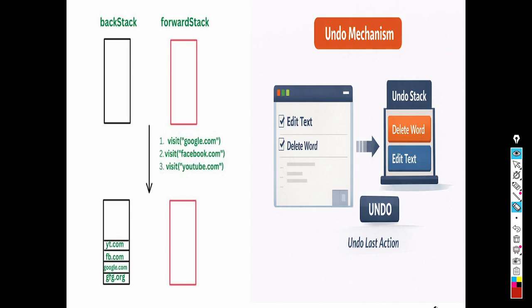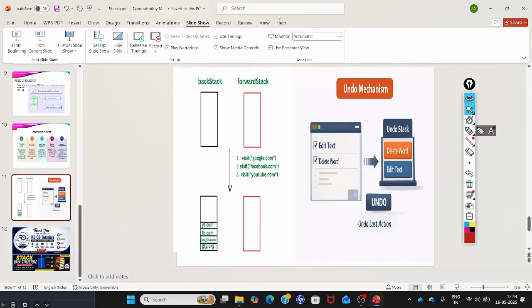So why is a stack used here? Because the most recently visited page should come first when going back. Yes or no? So we use the recent tabs. How do the recent tabs work? The most recently visited tabs are shown first, then we go back. This perfectly matches the LIFO principle: last in, first out. The last visited page is the first page returned, and the remaining pages stay in the back stack. Okay, and one more example.